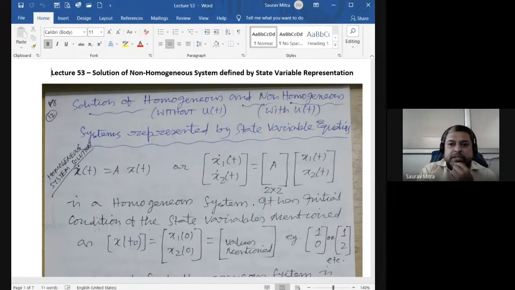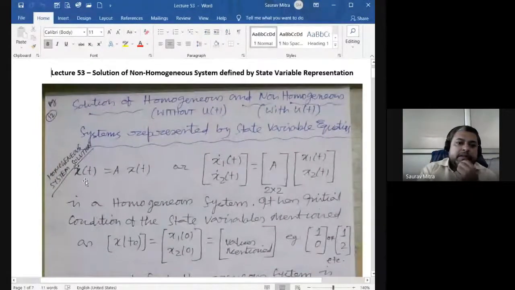This is called a homogeneous system. Whenever I'm saying homogeneous system, it means that there is no input, there is no external forcing function. You can see that the b u part is not there. So only it is x dot t is equal to axt. Or if you want to write x dot t, it can be written as x1 dot t, x2 dot t if it is a 2 by 2 matrix. Xt also can be written as x1 t, x2 t.